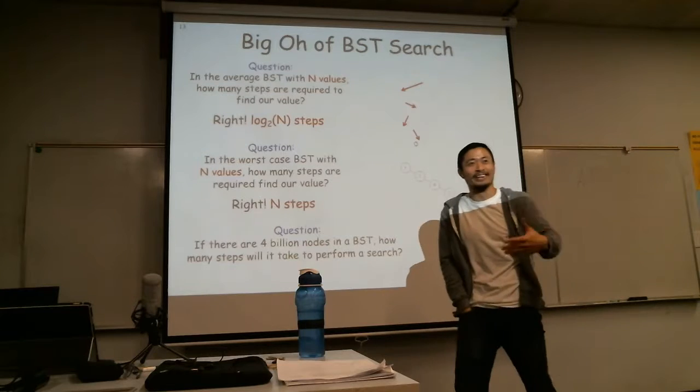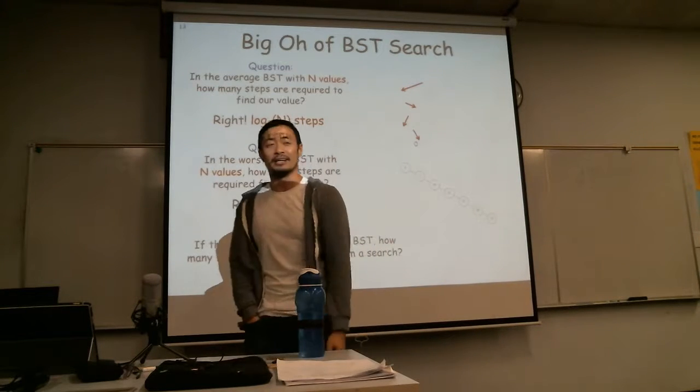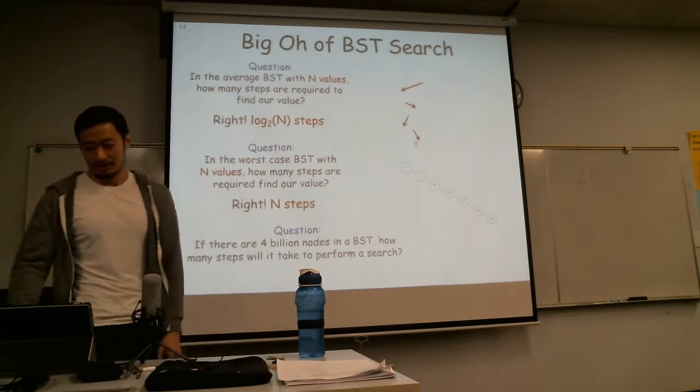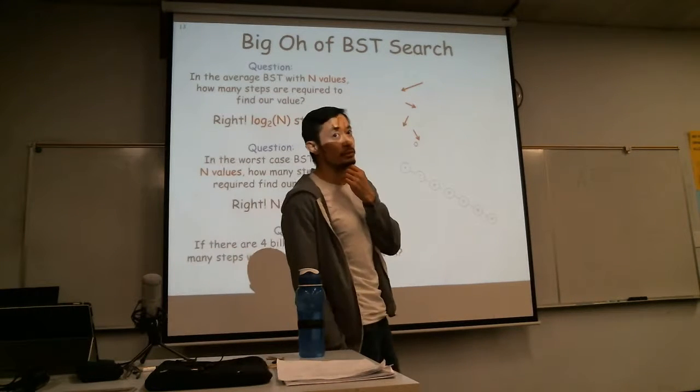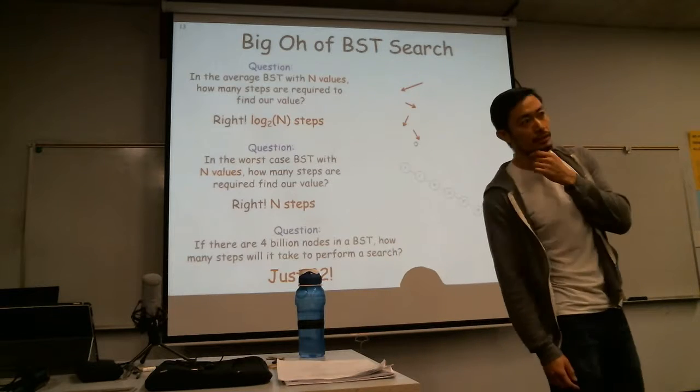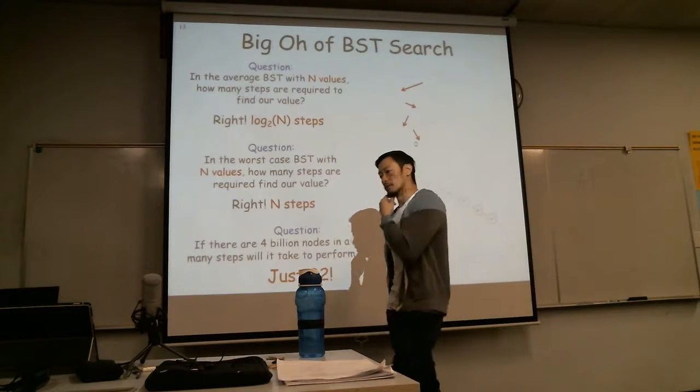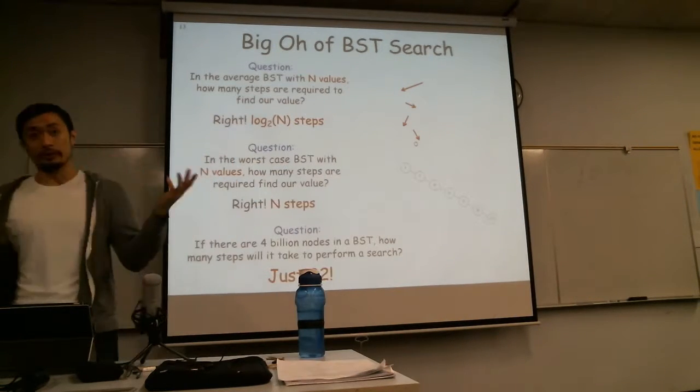So divide 4 billion in half some number of times. How many times did you divide in half? Well, it ends up being 32. Yeah, 32 steps to search 1 billion nodes. That's pretty good. That is very good. That's why we use binary search.